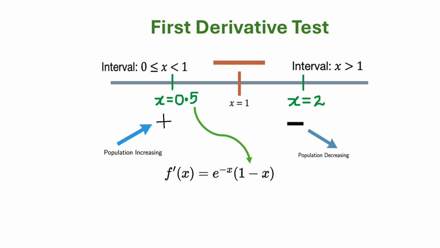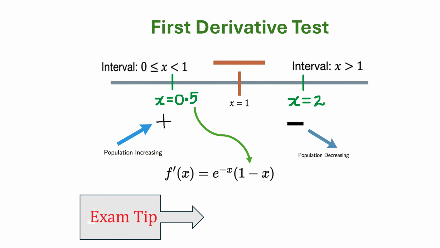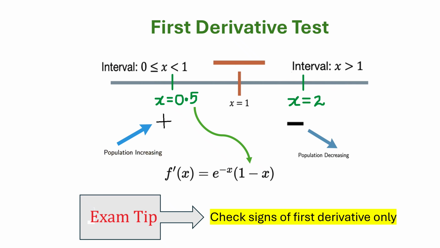Wait, before you solve this exam question further, don't make this costly mistake. Every year, students lose easy marks by plugging different values of x into the function to decide whether it's increasing or decreasing. That's not what the examiner is looking for. The key is the sign of the first derivative. The derivative tells you the function's gradient, and the gradient alone determines whether the function is increasing or decreasing.